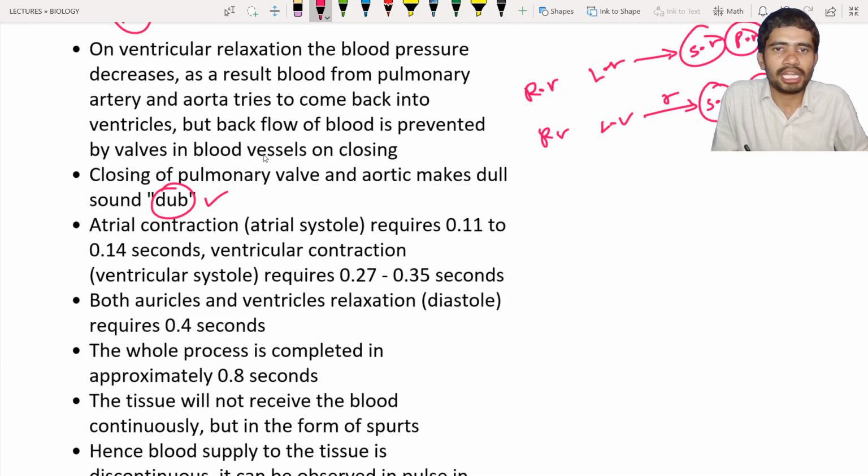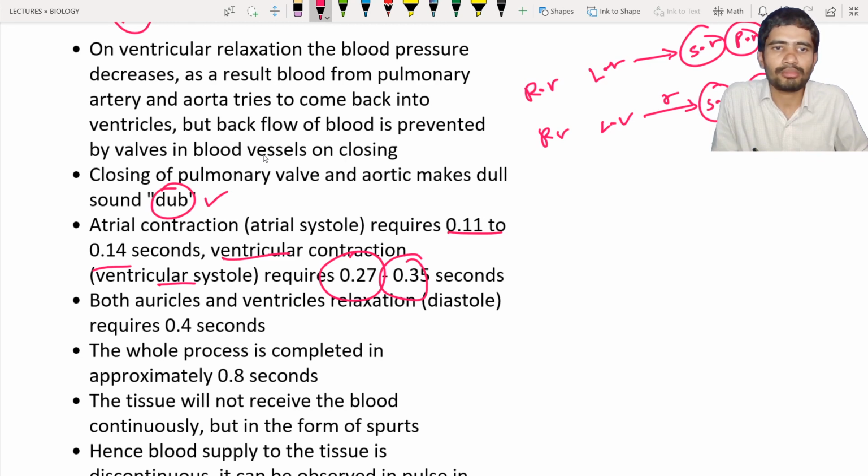Okay. So atrial contraction means atrial systole. Systole means contraction. It requires about 0.11 to 0.14 seconds. This is known as atrial contraction. And ventricular contraction means ventricular systole. It is going to take about 0.27 to 0.35 seconds. Okay, these are the times taken for the contraction of the atria and also the ventricles.